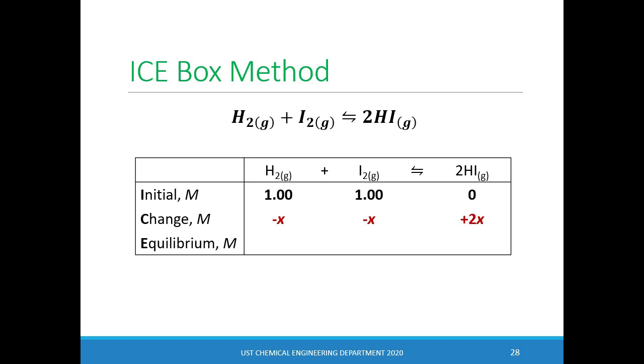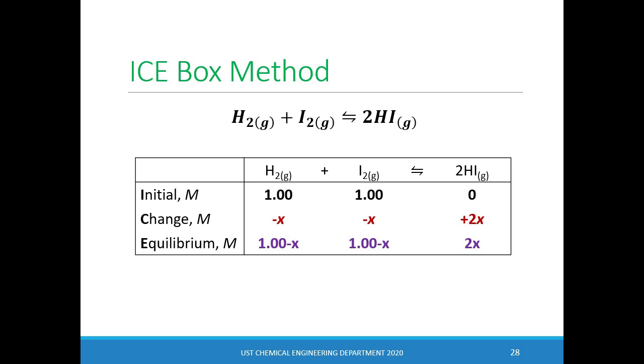Take note that a negative sign for reactants is indicated because they are being depleted, while a positive sign for the products is placed because they are being formed. The equilibrium concentration is determined by getting the sum of the values for the initial and change rows. Therefore, we have 1 minus x for both hydrogen and iodine, while 2x for HI.